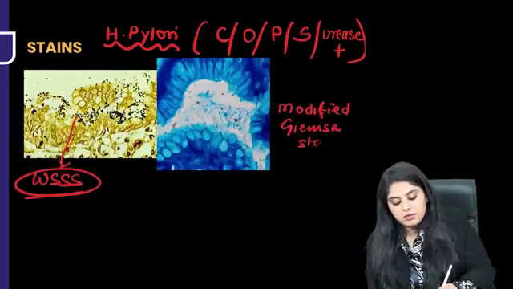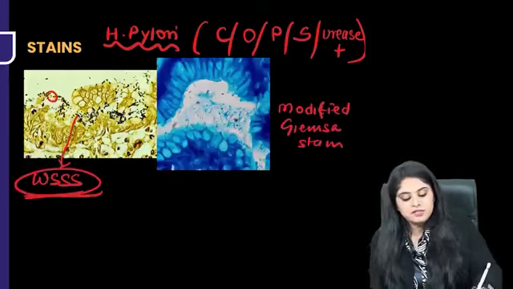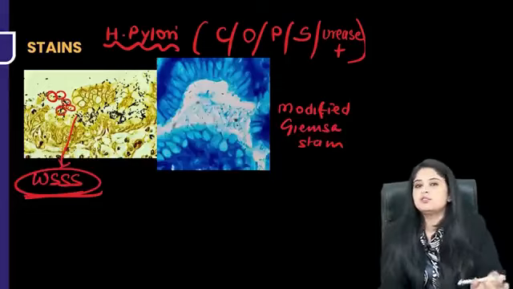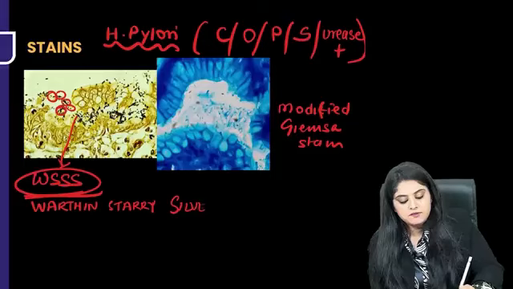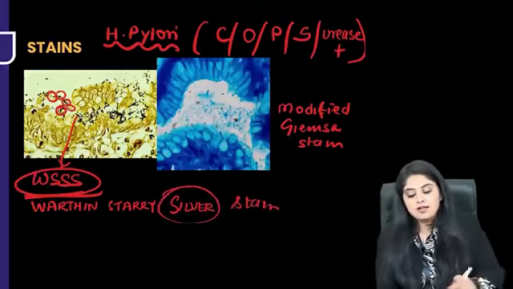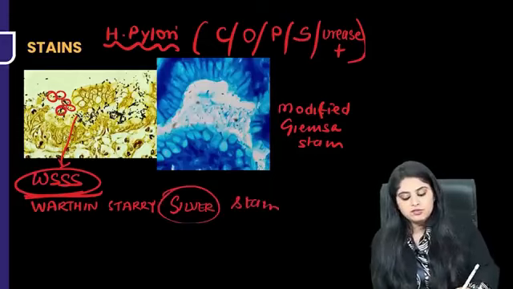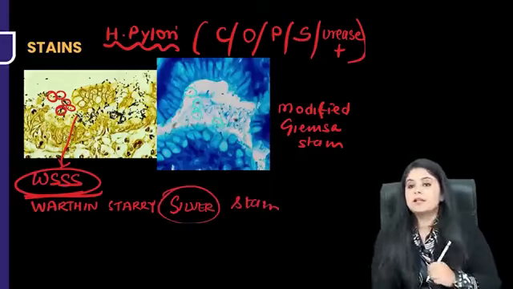Did you identify it? If not, I'll quickly revise. Warthin-Starry silver stain has given it a little bit of silver, and silver means black color. Warthin-Starry, let's repeat it. Warthin-Starry silver stain. Ma'am, wherever the word silver will come, you will get a black color. So Warthin-Starry silver stain will give it a black color. With modified Giemsa you can see this bluish color that has come.